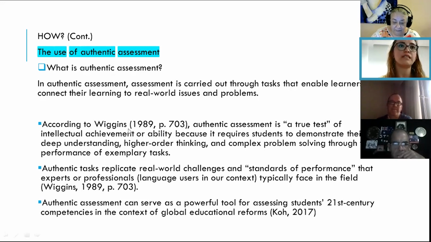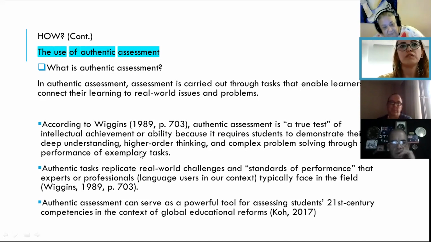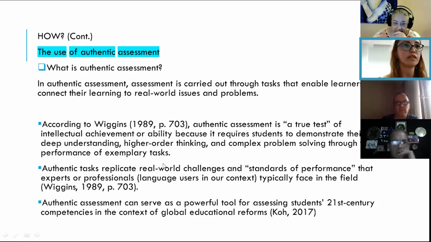According to Wiggins, who coined the term authentic assessment, authentic assessment is a true test of intellectual achievement or ability because it requires students to demonstrate their deep understanding, higher order thinking, and complex problem solving through the performance of exemplary tasks. Authentic tasks replicate real-world challenges and standards of performance that experts or professionals, language users in our context, of course, typically face in the field.